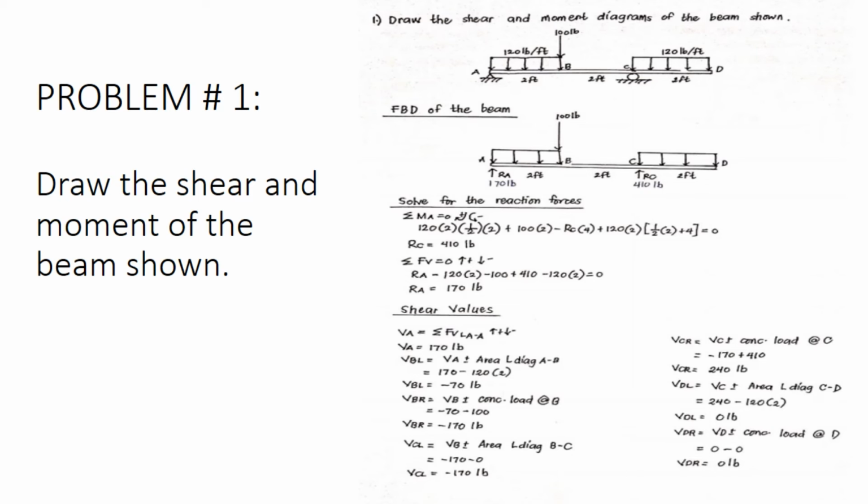For VCL, VB minus the area of the load diagram BC, which is equal to negative 170 lb. For VCR, the value of VC plus the concentrated load at C, which is equal to 240 lb. For VDL, the value of VC minus the area of the load diagram of CD, which is equal to 0 lb. And lastly, for VDR, the value of VD minus the concentrated load at D, we get the answer of 0 lb.